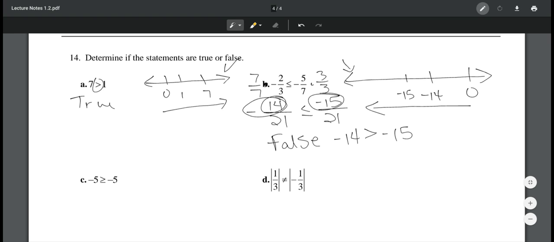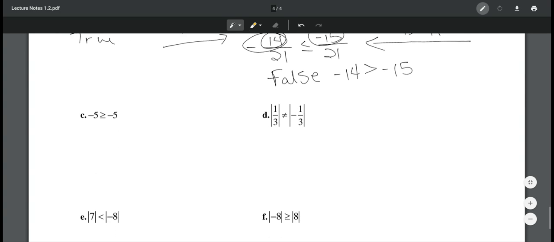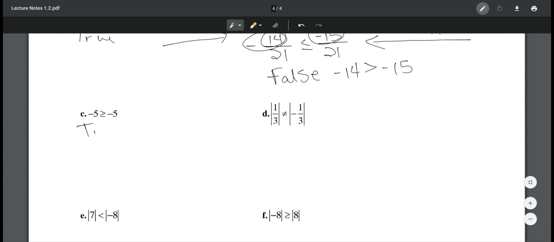Letter C. Negative 5 is greater than or equal to negative 5. That is true because negative 5 is equal to negative 5. Remember, that's what that little line right there means. One number can be bigger than the other, or the two numbers are equal.